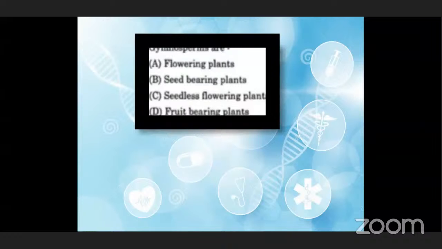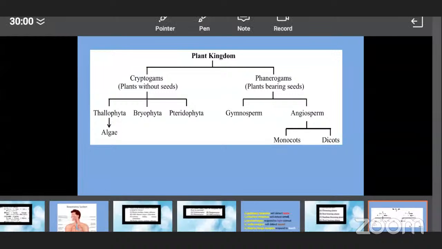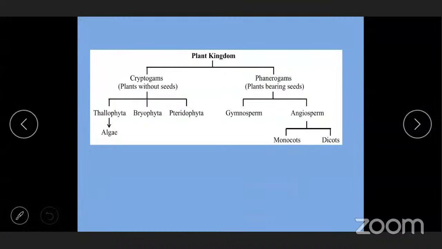People, Eichler will feel very bad, you have forgotten plant classification. Plant classification is of two types, cryptogams and phanerogams. Cryptogams is further classified as Thallophyta, Bryophyta, Pteridophyta, which are plants without seed. Phanerogams are seed-bearing: gymnosperm and angiosperm, and angiosperm is further of monocots and dicots.